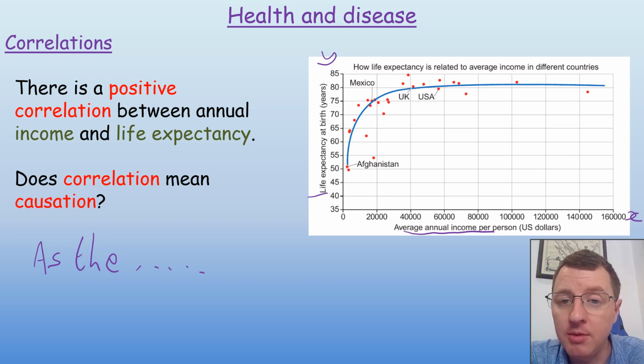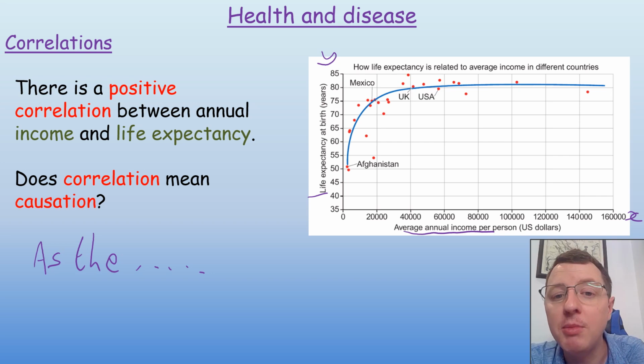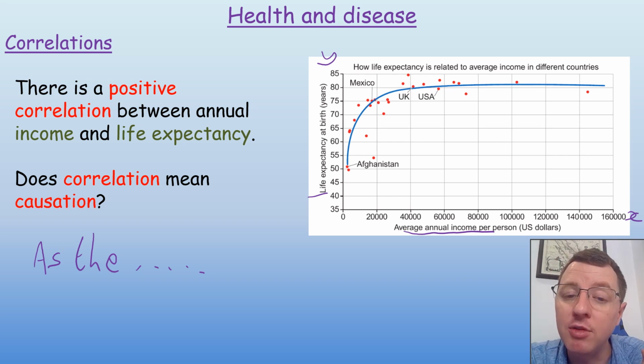Why does this occur? And we can begin to try and explain this. Does it mean just because we have a correlation that the average income causes an increase in the life expectancy at birth? Well, we don't have enough information on this graph to make that particular conclusion. But it could be that countries with a higher annual income will have better healthcare, better access to health insurance, better access to hospitals, to education, so people make better choices and therefore are able to live longer.